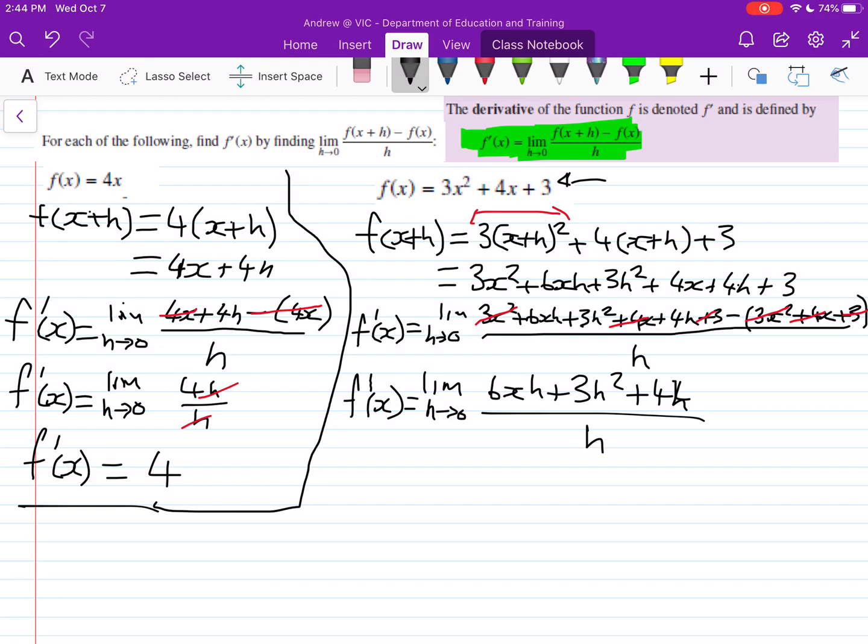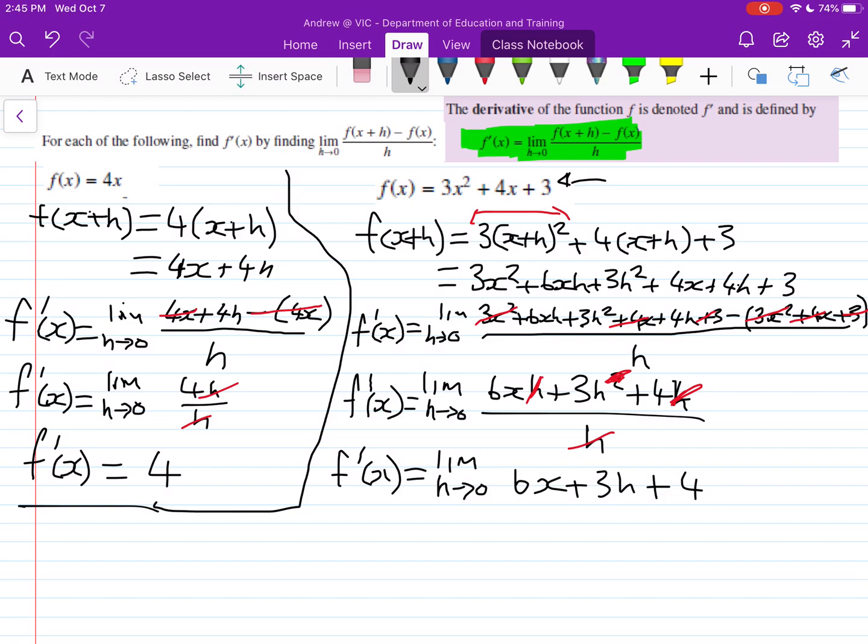So now you will notice this as well, there will be h terms all above, so you can cancel out this h on the bottom, because if you're dividing by 0 it doesn't work. So you'll always be able to cancel out this h on the bottom with the h terms above it. So that cancels out that to leave 4, that cancels out that to leave 3h, that cancels out that to leave 6x. So I'll write that out again. So this leaves 6x plus 3h plus 4.